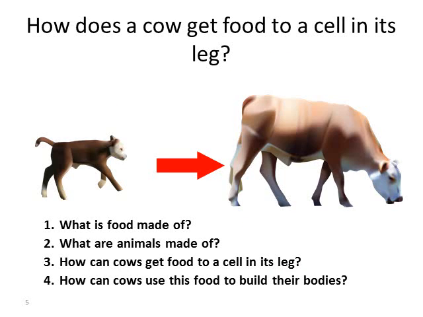Here are the four main questions we're going to try and answer in this activity. 1, what is food made of? 2, what are animals made of? 3, how can cows get food to a cell in its leg? And 4, how can cows use this food to build their bodies? So I'm going to pause here for you to answer some questions. You can go back and rewatch any part of this video you need in order to answer the questions.